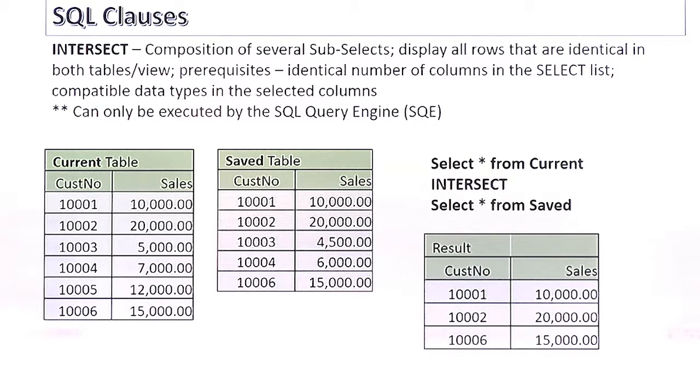Intersect is composition of subselects. So in this particular example, I'm doing an intersect with these two tables. I'm pulling them both together. And the result will be just these, because these are the only records that are in both files. Kind of like inner join.